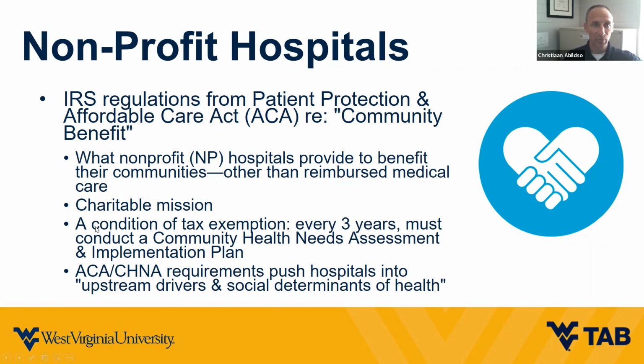So you see in this third bullet point, this is a condition of tax exemption. They can actually be fined, in the worst case scenario lose their tax exempt status, if they don't conduct a health needs assessment and implementation planning every 3 years. That's pretty heavy-handed, doesn't happen very often, but it is out there. That is one of the regulations. And as I was talking about the social determinants of health earlier, the Affordable Care Act and CHNA requirements really push hospitals to go outside of their walls to address the social determinants of health.